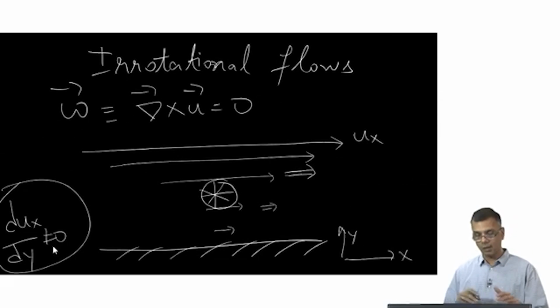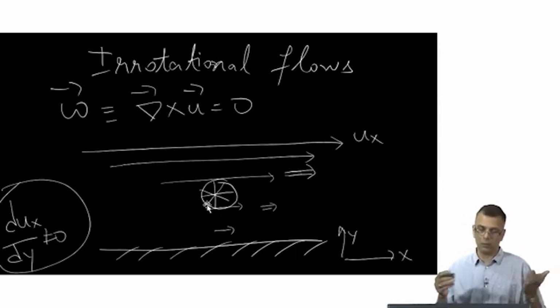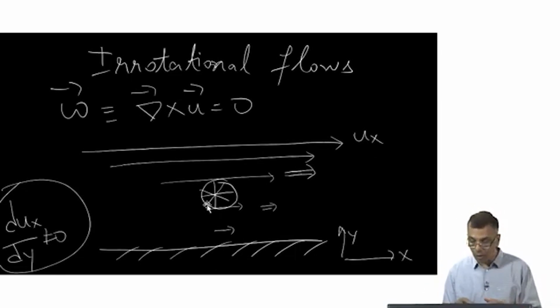If that is not so, then the flow is irrotational and this paddle wheel will not rotate. And what is the situation where the paddle wheel will not rotate? It's one where the flow is irrotational, or there is really no gradient, there is really no sticking between the layers, and the flow is effectively inviscid.